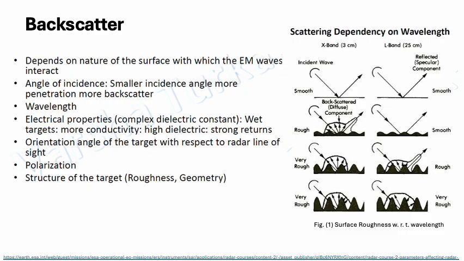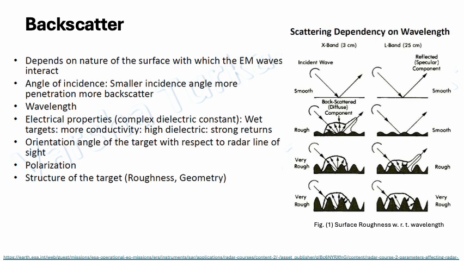This backscatter is dependent on various parameters. It depends on the nature of the Earth's surface. Depending upon the surface roughness, the backscatter will vary. The second parameter is the angle of incidence of microwave signals. If the angle is small, then the penetration will be more and hence the backscatter will be more. The third parameter is the wavelength of the microwave. The backscatter will vary for different wavelengths. If the wavelength is more, the penetration will be more and hence the backscatter will be more.